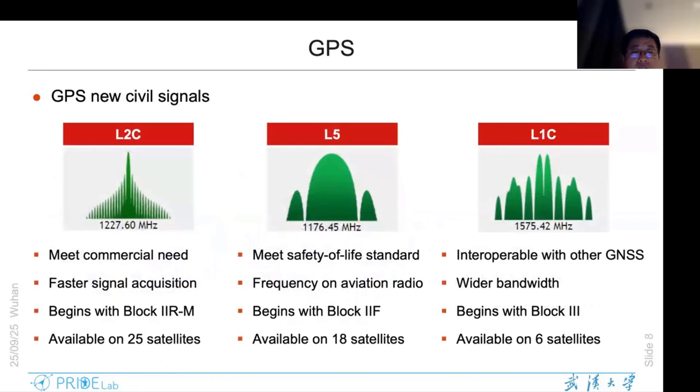So these are the characteristic signals released by the GPS constellation, for example, L2C, which was emitted by the Block 2RM satellites and the followers. Then we have the L5 signal, which is the first civil frequency signal by the GPS constellation, and has a great capability to resist multipath effects and higher reliability compared to L2 signals. Then we have the latest generation of GPS satellites, Block 3, and we have the L1C signal, which is comparable to the L2C signal, but modulated on the L1 frequency band.